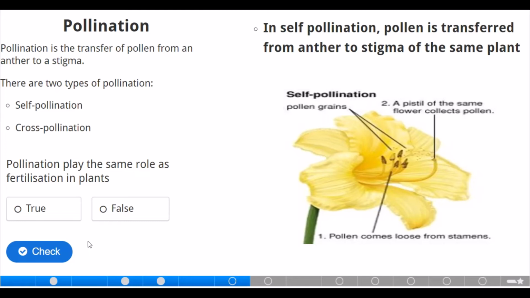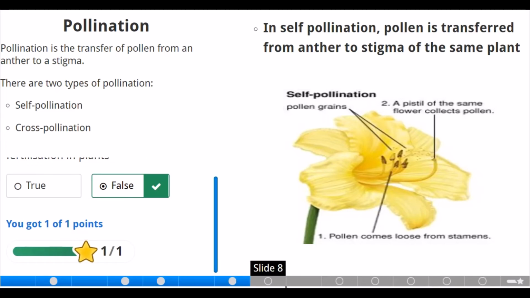Pollination plays the same role as fertilization in plants. True or false? False. It doesn't play the same role.